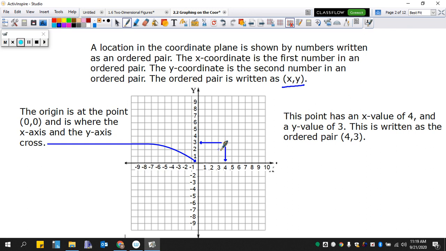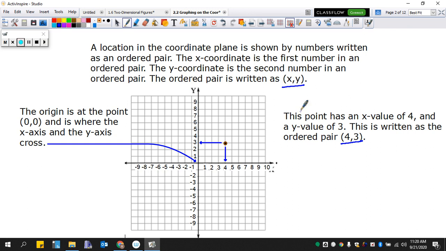So if we have a point like this red point here, the way that we come up with the coordinates is we look down at the x value, which is 4, and we look from that point to the left, in this case, to the y value, which is 3. So the value of this particular point right here is (4, 3).